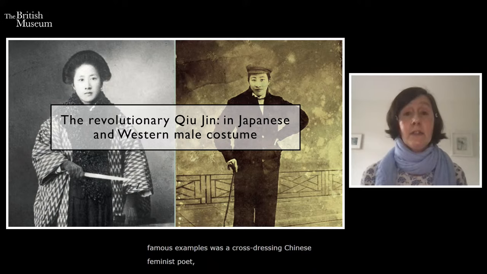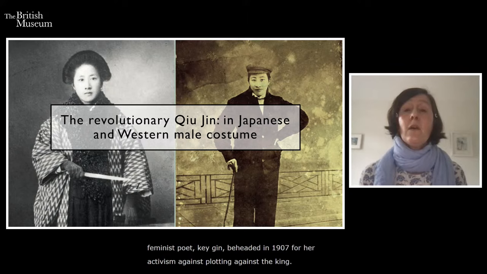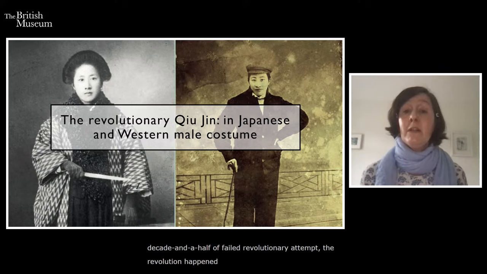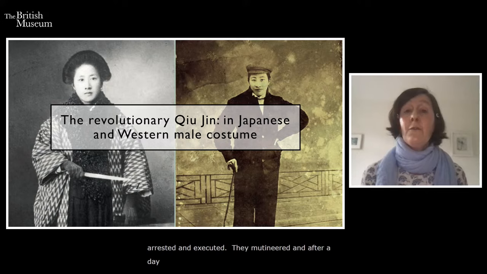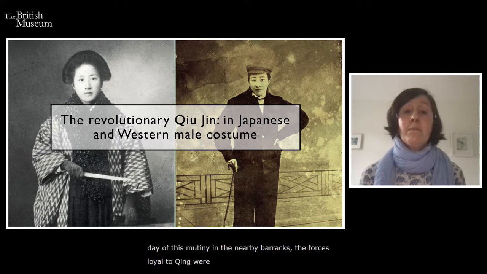Now, after almost a decade and a half of failed revolutionary attempts, the revolution ended up happening almost by accident. On the 9th of October 1911, a cell of revolutionaries in the Qing army were making bombs in Hankou, a major city in central China, when they accidentally detonated one of their explosives. So the revolutionaries decided to act quickly before they were arrested and executed. They mutinied, and after a day of this mutiny in nearby barracks, the forces loyal to the Qing were defeated. And this revolt, this revolution, by accident almost, spread through army headquarters up and down the country.